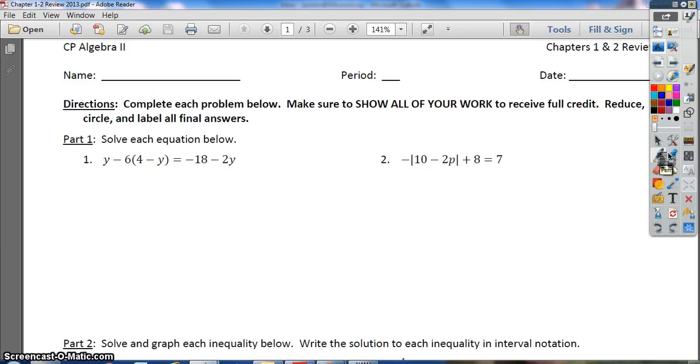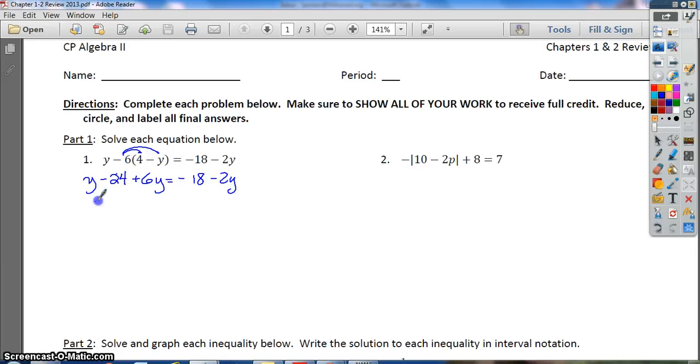Pay specific attention to the absolute value problems, but let's get rolling here. I'm going to solve each equation below. So first I'm going to distribute negative 6 into 4 and negative 6 into negative y. So I got negative 6 times 4, which is negative 24. Negative times a negative is positive 6y. Rewrite my negative 18 minus 2y.